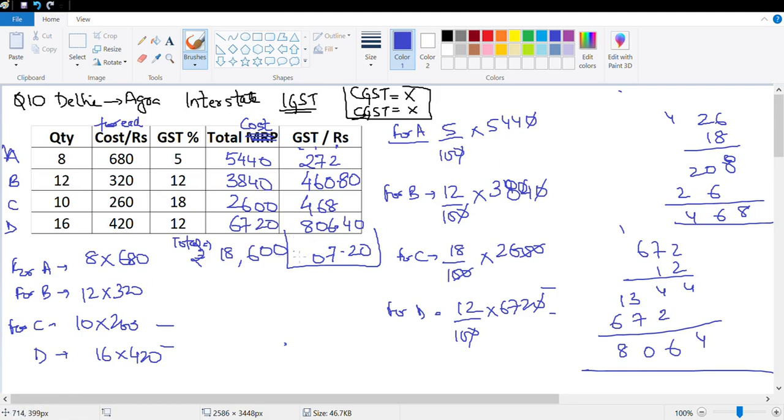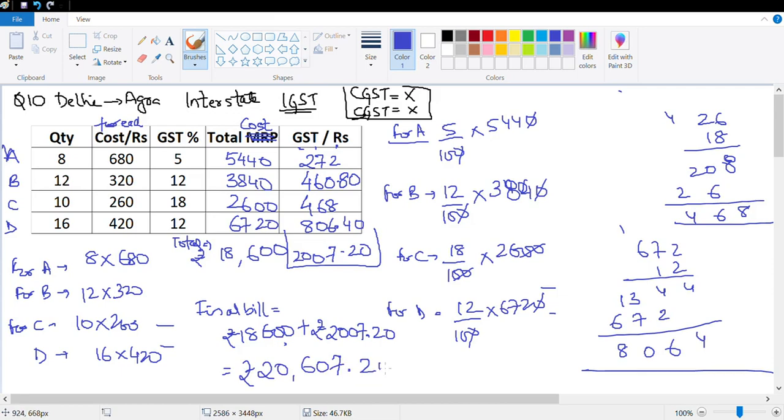That 20, 8, 16, 18, 20. Perfect. So final bill will be equal to rupees 18,600 plus rupees 2007.20, which is rupees 20,607.20. Perfect. Let's move on to the next question.